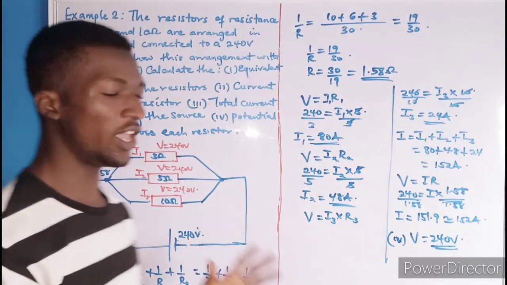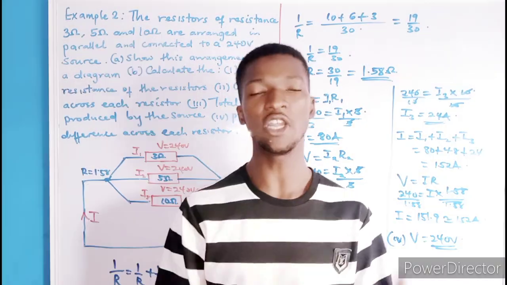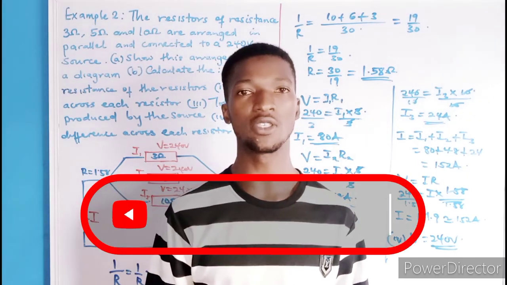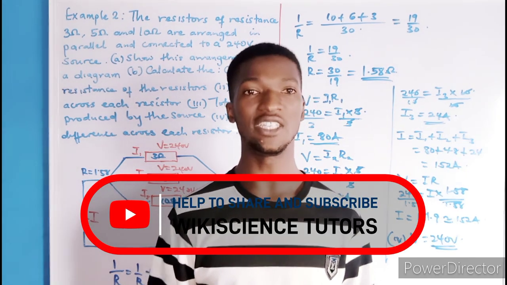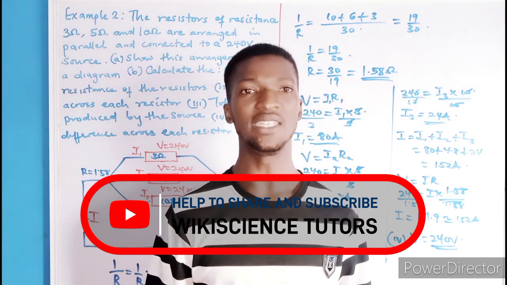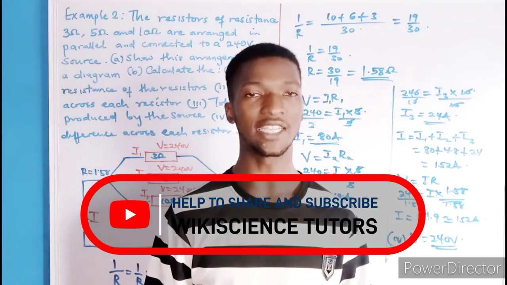Now, I believe that you're able to understand very well calculations dealing with the arrangement of resistors in series and in parallel when connected to a source voltage in an electric circuit. And I believe that this video has been really helpful in that aspect.